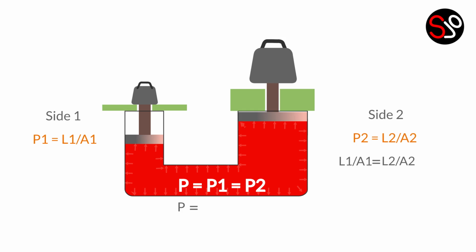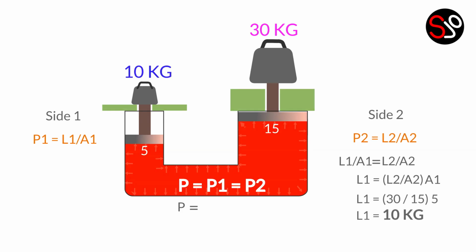Now, let us test this with some maths. Consider the load to be lifted to be 30 kilograms. And that will be L2 in this case. Let area 1 be 5 square units and area 2 be 15 square units. That means A1 will be 5 and A2 will be 15. To find out the value of L1, we need to do some mathematical arrangement of the equation like this. Finally, by doing this math, L1 could be found as 10 kilograms.